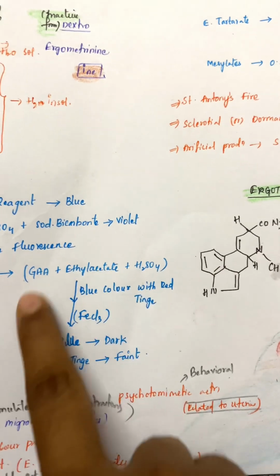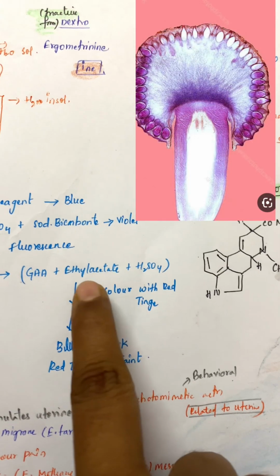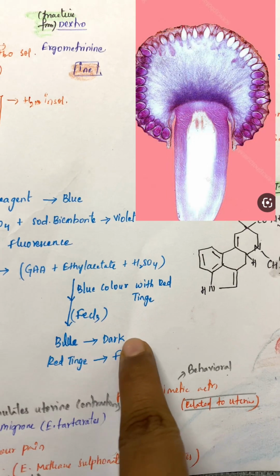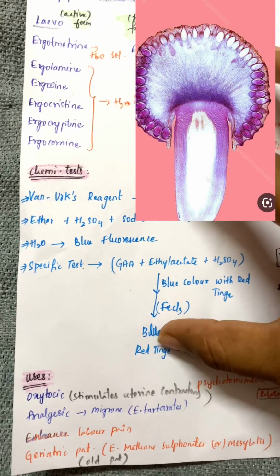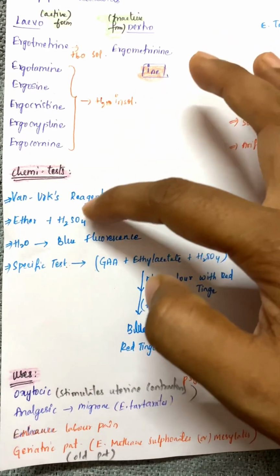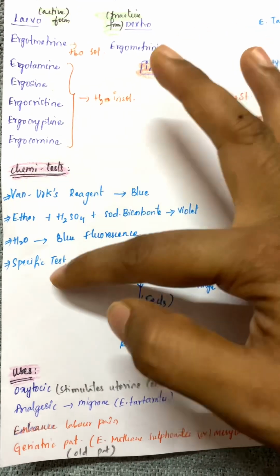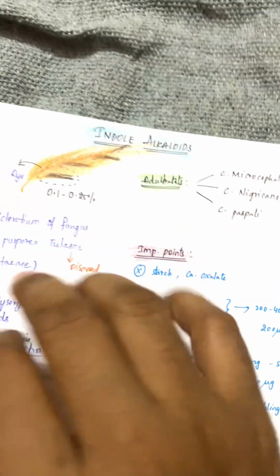Now to this blue color with red tinge, if we add FeCl3, this blue color changes to dark and the red tinge will fade, okay. So these are the tests used to identify the ergot: Van Urk's reagent, ether, H2SO4 and sodium bicarbonate, fluorescence, and a specific test, okay.